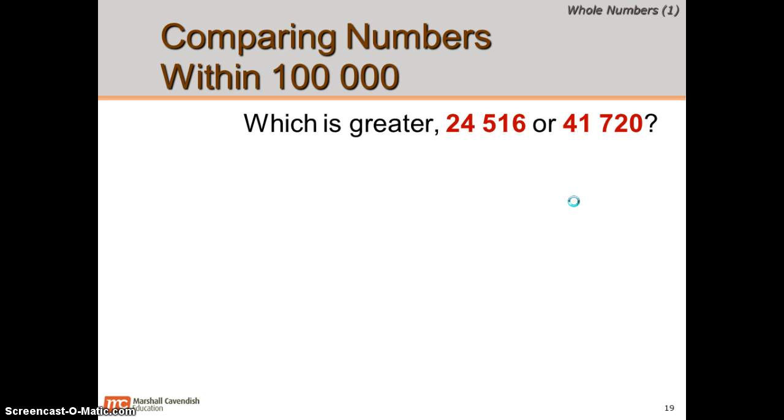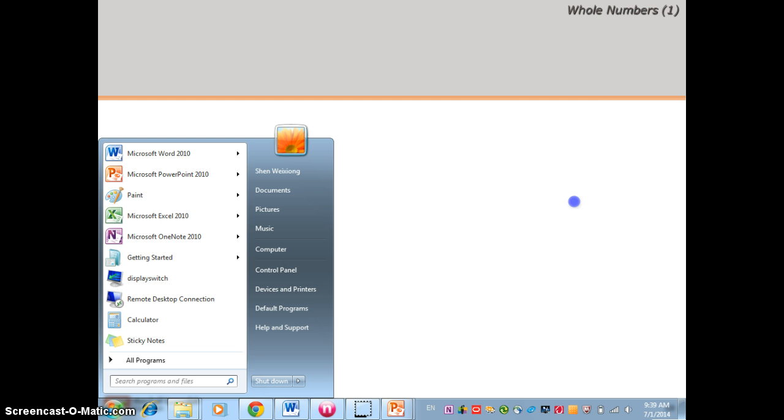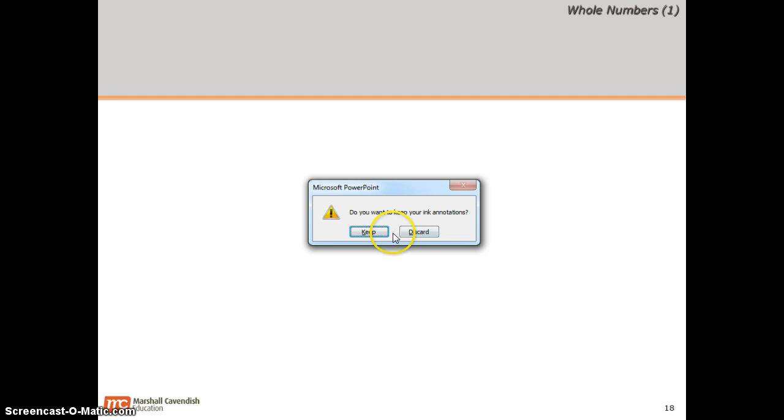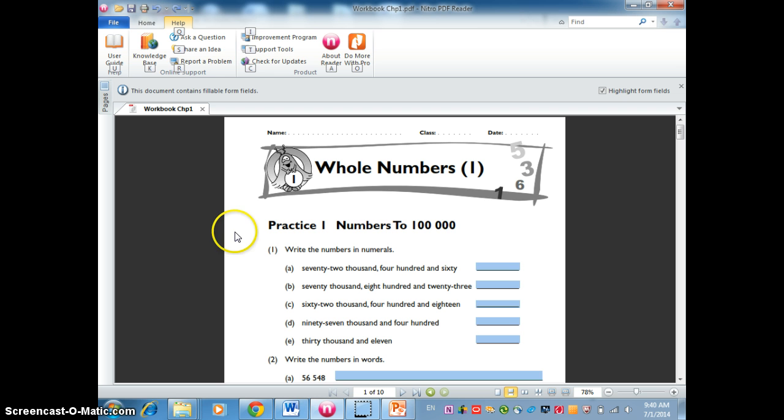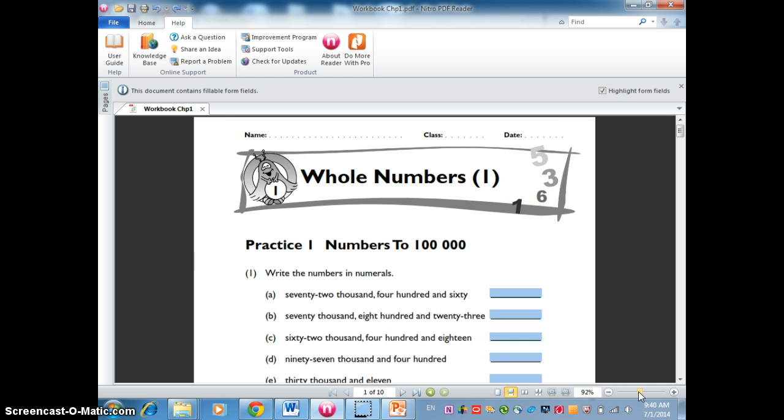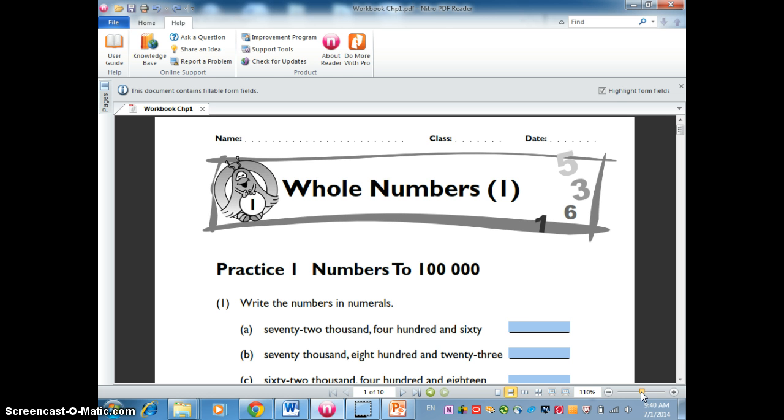Comparing numbers, we will not do it today. Just give me a minute, let me exit this. Alright, we are now going to carry on with your workbook assignment. Please take out your workbook. Practice 1.